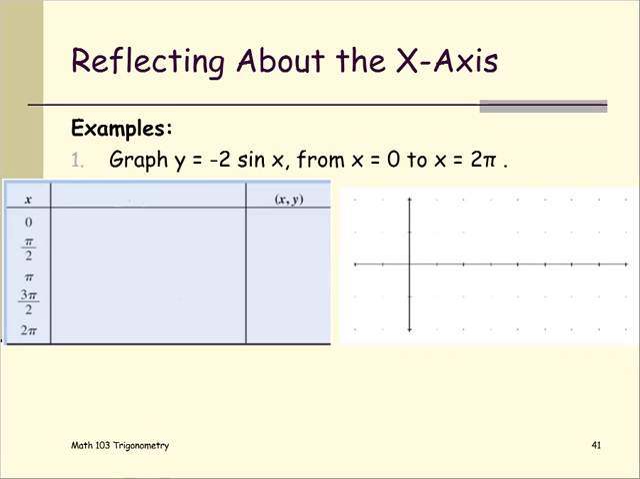In this video, we're going to look at reflecting about the x-axis of the graph of the trig function. The first example, we consider y equals negative 2 times sine x from the point x equals 0 to x equals 2 pi. The base function is the sine function, as we use the 5 key points of the sine function. It's 0, 1, 0, negative 1, and 0 for an angle 0, pi over 2, pi, 3 pi over 2, and 2 pi, or in one cycle of the graph of the sine.